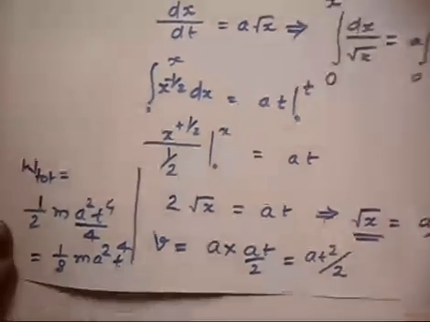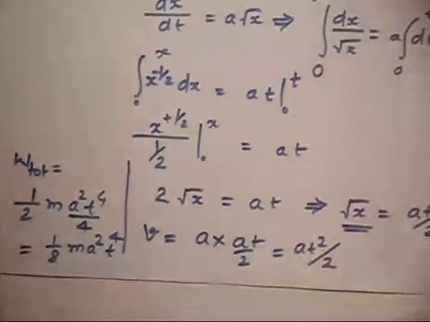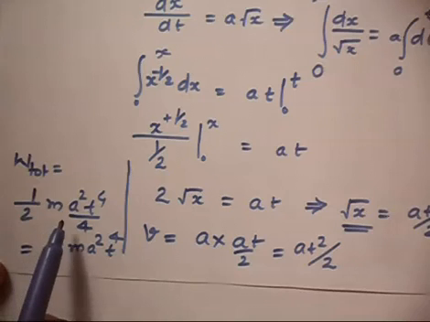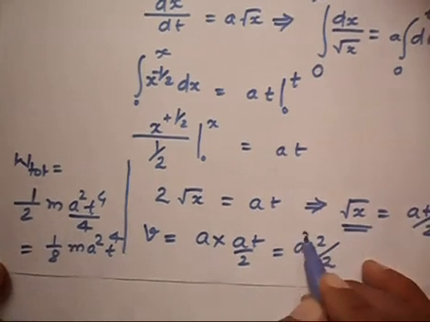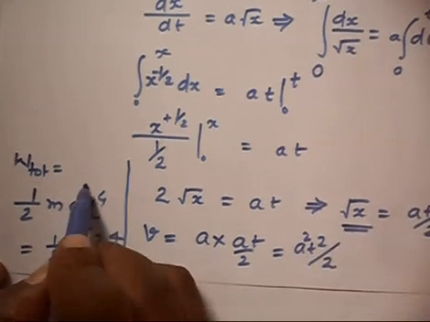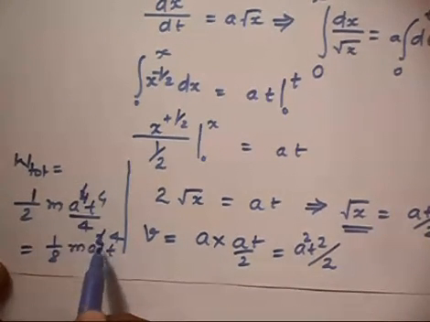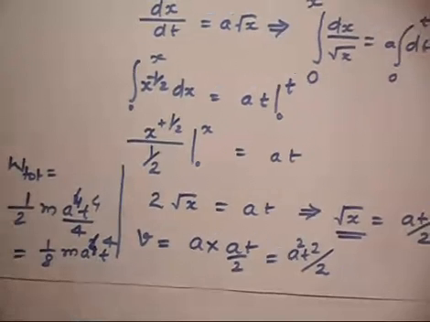Okay, let us copy this one. If you are not getting, we will discuss. Copy this one. So you will have a square here, and this is a square, so you will have a to the 4. We have to make the correction. This is a to the 4, so the total work done is 1 by 8 m a to the 4 t to the 4.